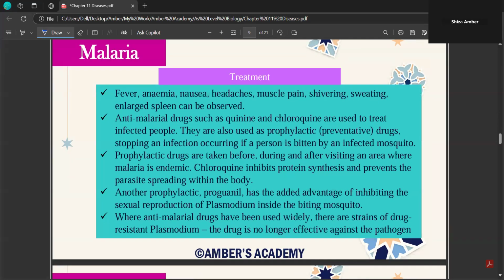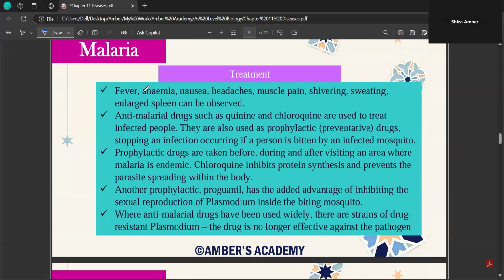Then the treatment of malaria. There are some symptoms that are associated with malaria: fever, anemia, nausea, headaches, muscle pain, shivering, sweating, enlarged spleen. These are a few symptoms of malaria. And anti-malarial drugs such as quinine and chloroquine are used to treat infected people. They're also used as preventative drugs, stopping an infection occurring if a person is bitten by an infected mosquito.